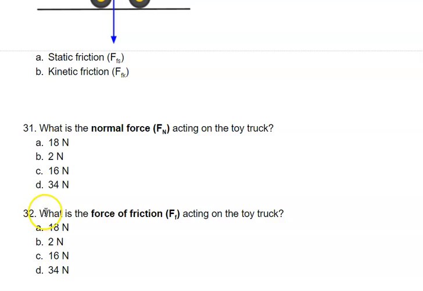Number 32. What is the force of friction, F sub F, acting on the toy truck? Is it A. 18 newtons, B. 2 newtons, C. 16 newtons, or D. 34 newtons?